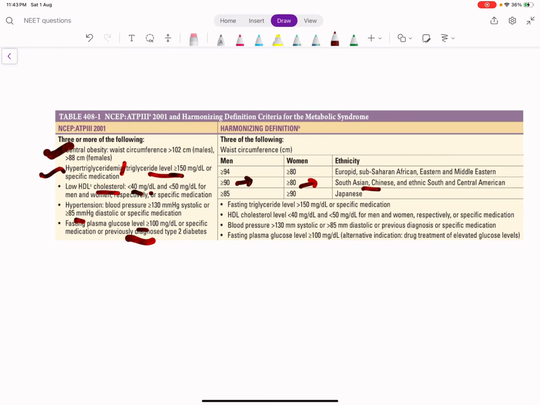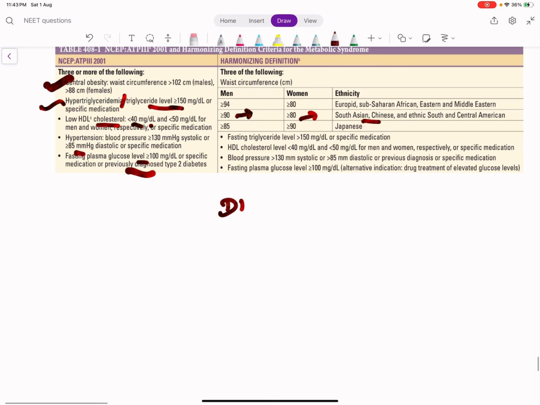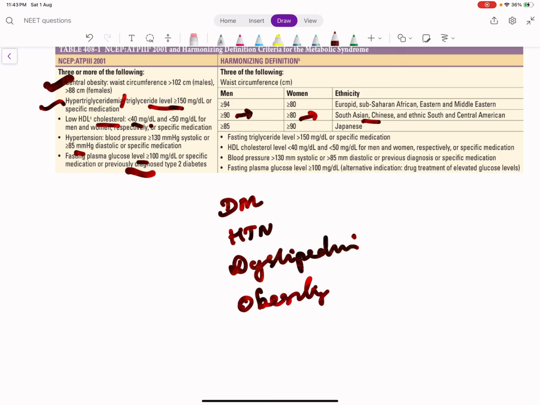So of these things there should be 3. Nothing but diabetes, hypertension, dyslipidemia and obesity. So how will you define obesity here? By the waist circumference, more than 90 centimeters in males and more than 80 centimeters in females. DM by the use of drugs or fasting plasma glucose more than 100. Hypertension more than 130/85. Dyslipidemia is by low HDL or high triglyceride. Okay.